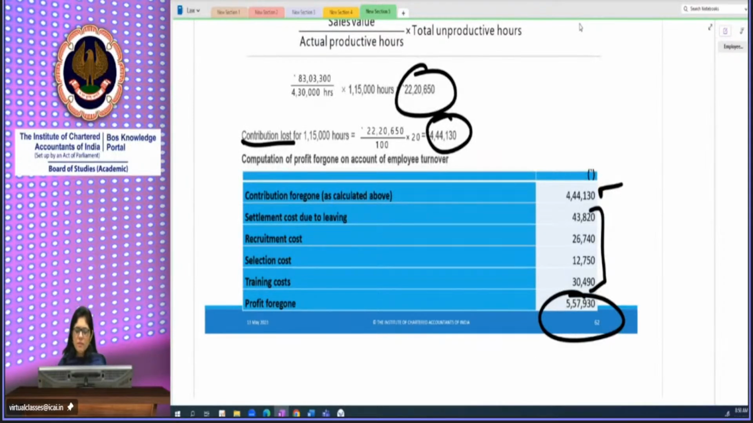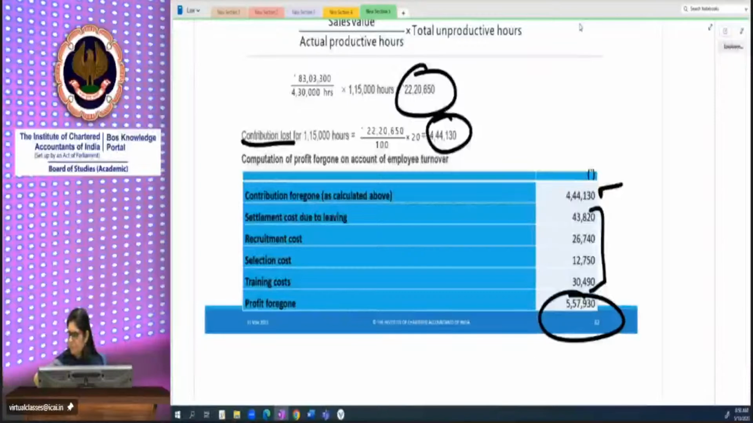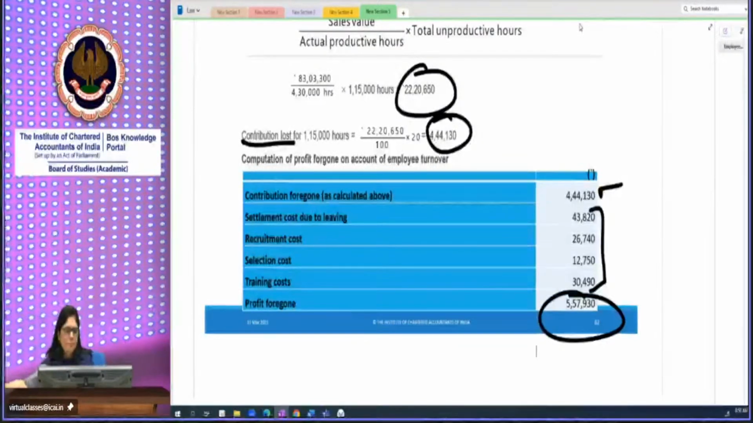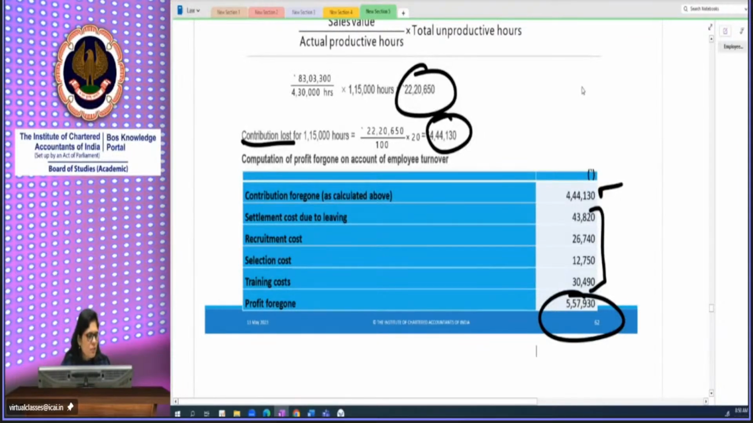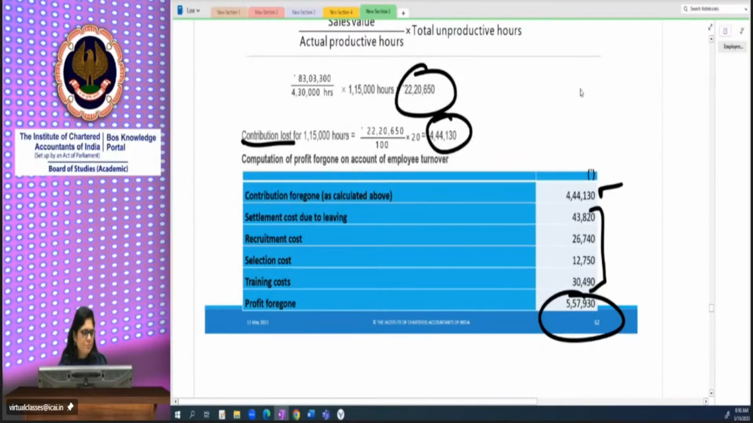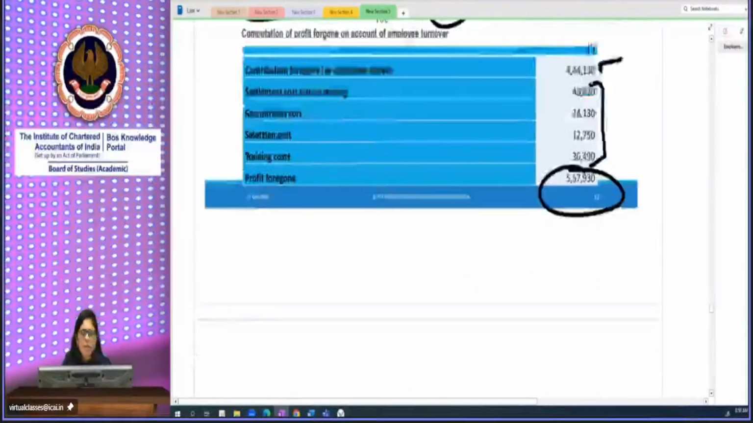Just take a final note of this question. Shall we move on? Total loss. I hope all of you are doing it again and again. Do the question along with me. I'm going very slow so that you solve it also. Okay, let's move on.